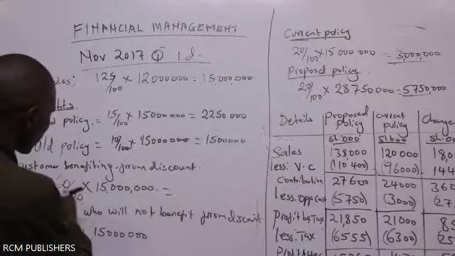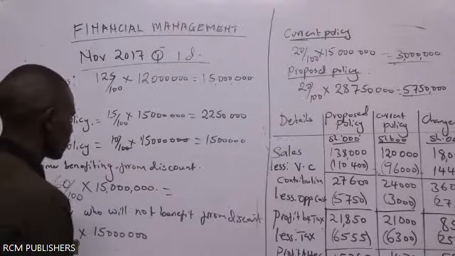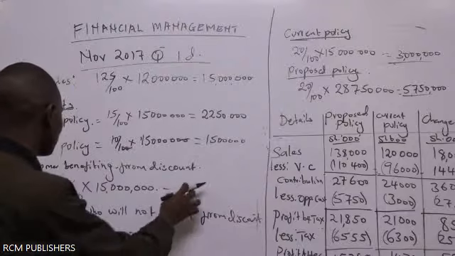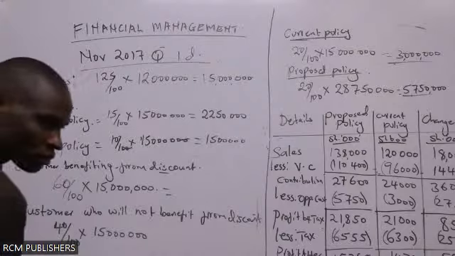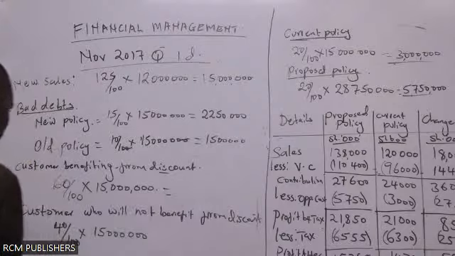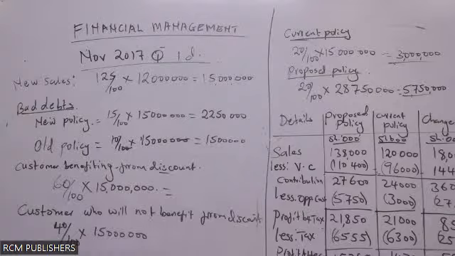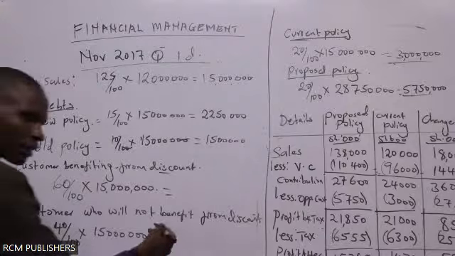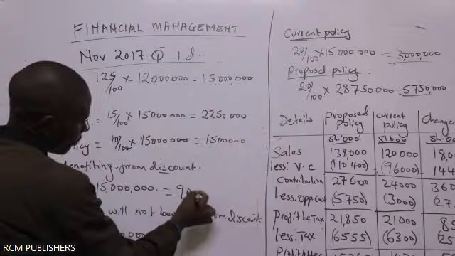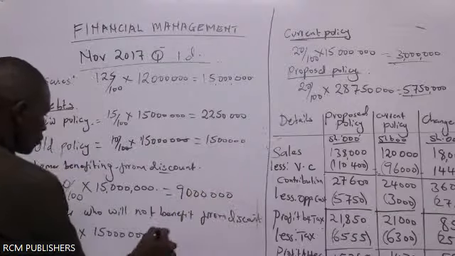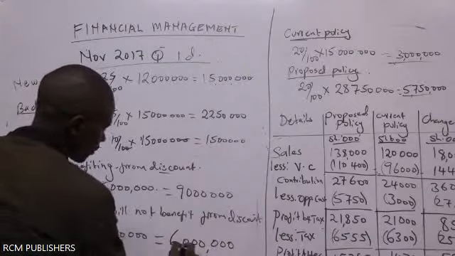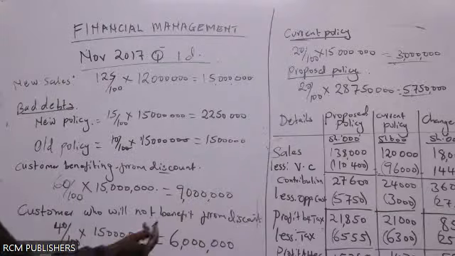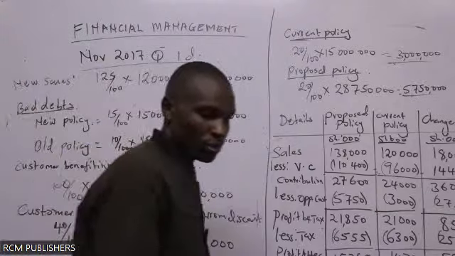So give me the number of customers who benefit here, whatever the value is. 60% of 15 is how much? 9. I get 9 million. And because this and this must be 15, this one is 6. It must all be 100%, which is 15 million. So I just proceed from this end.